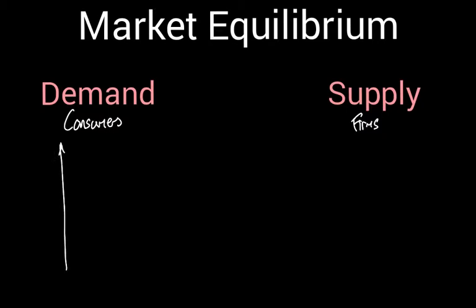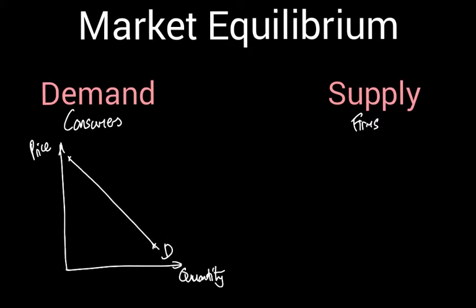So we can draw a very quick sketch diagram here to show how the price affects the amount that consumers want to buy. And we said that when the price is high, the amount that consumers want to buy is very low. When the price is low, the amount that they want to buy is increasing. So that means that demand is going to be a downward sloping curve like that.